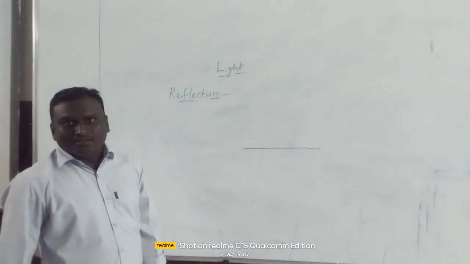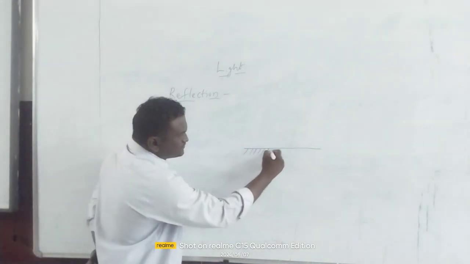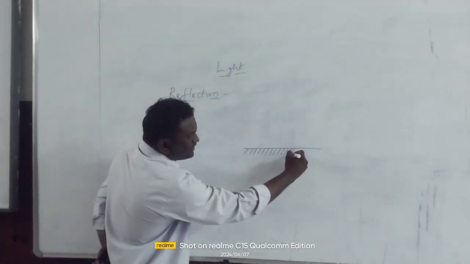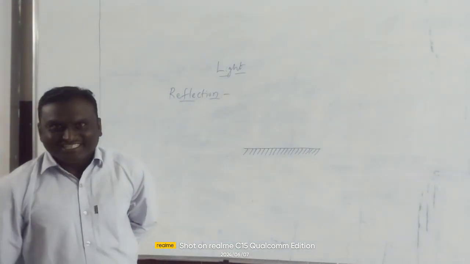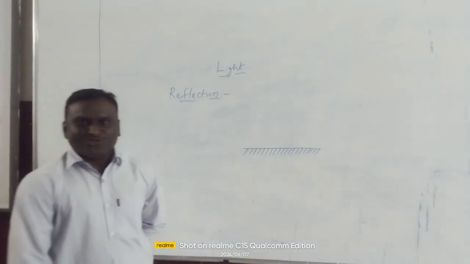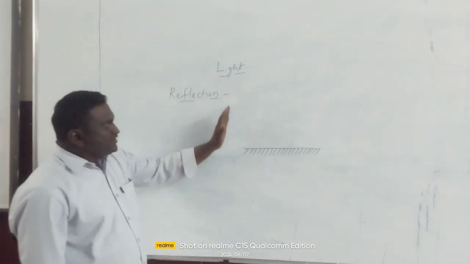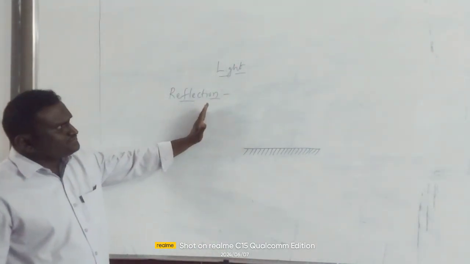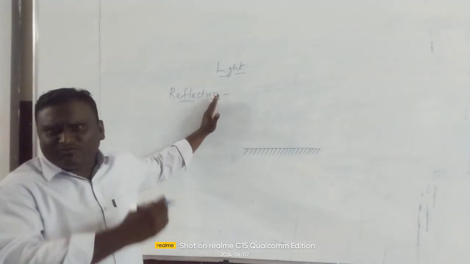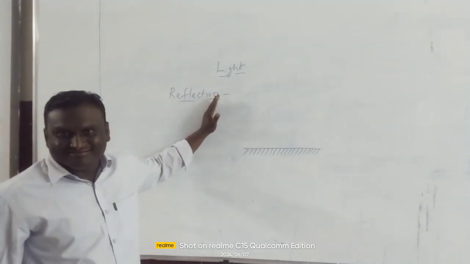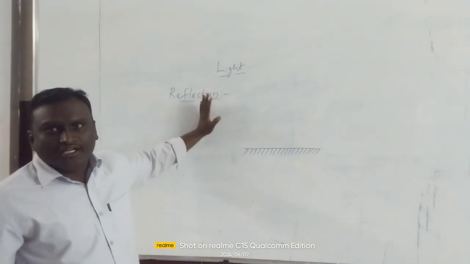Highly polished surface, a mirror. What is a mirror? A smooth polished reflecting surface is called a mirror. Reflection means the phenomenon of bouncing back of light from a highly polished surface.